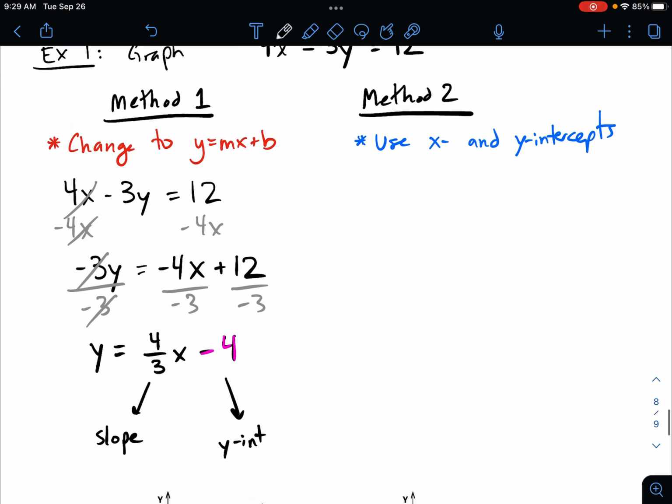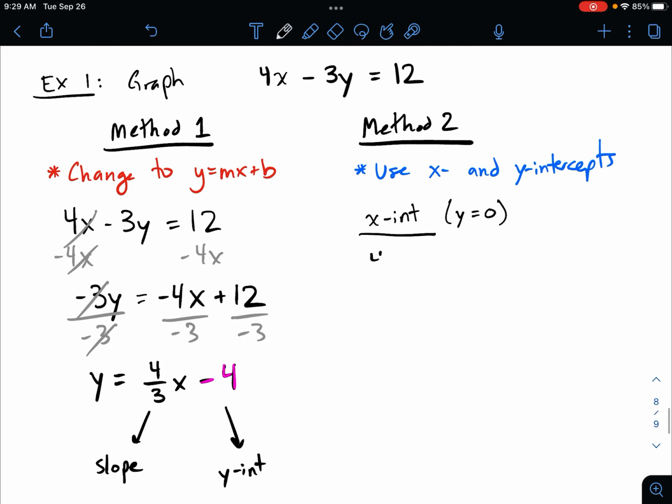All right, now I can try method number 2, which is to use the x and y intercepts. So if I'm looking for the x-intercept, this is where, remember, the y value is 0, right? The y value is always 0 anywhere along my x-axis. So if I take my 4x minus 3y equals 12, I'm going to plug in a 0 for y, and that's going to give me 4x. Well, if I plug in a 0 here, this whole thing is just 0. That's going to mean 4x equals 12, and then x is going to be 3.